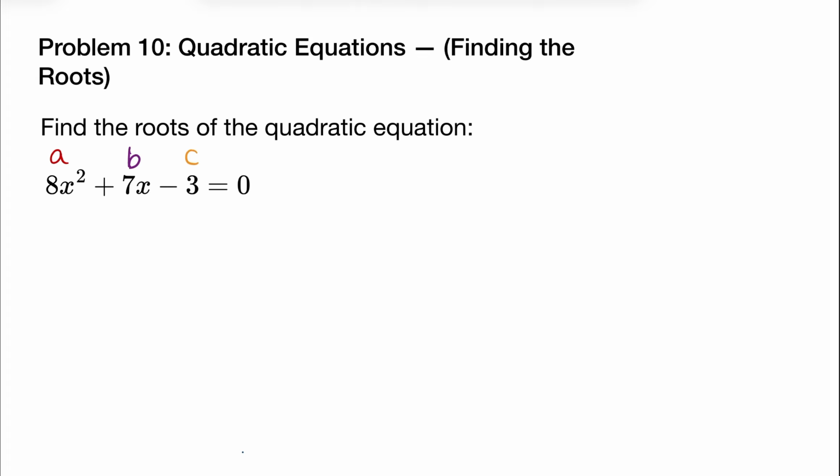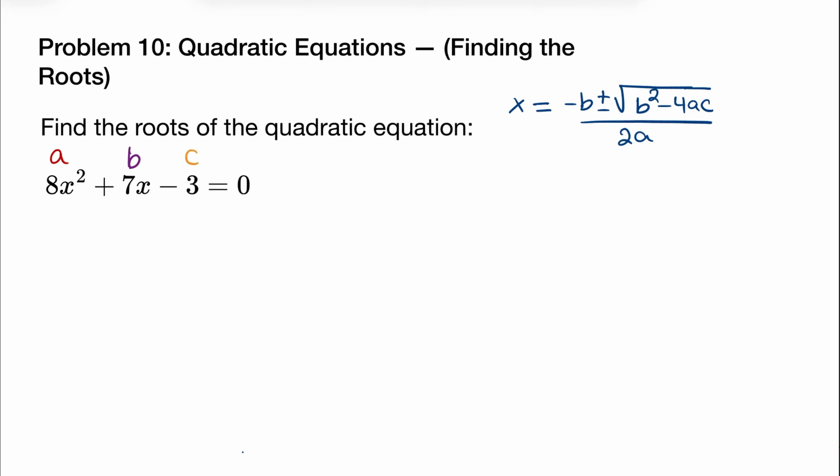All right, and the quadratic formula helps us find the roots of any quadratic equation. So let's go ahead and write that quadratic formula over here to the right. And so that is x equals, we have -b plus or minus the square root of b squared minus 4ac. And that is all over 2a.